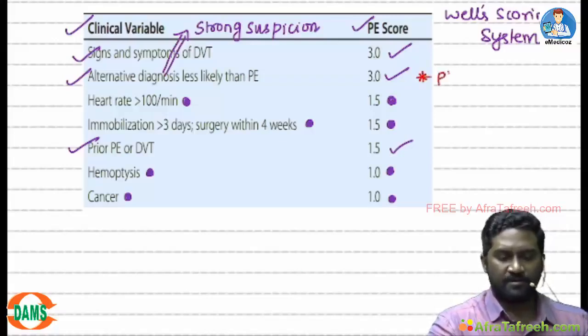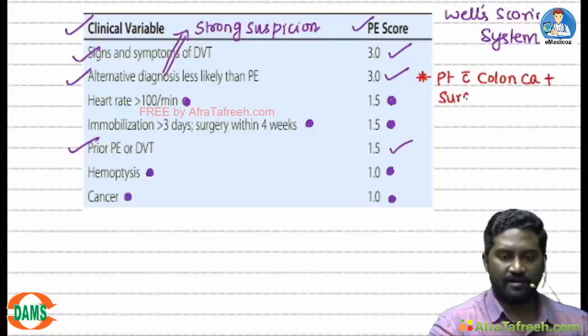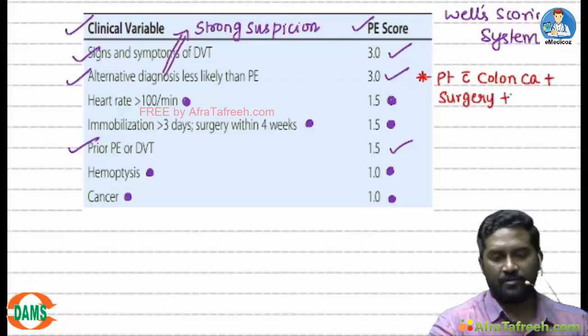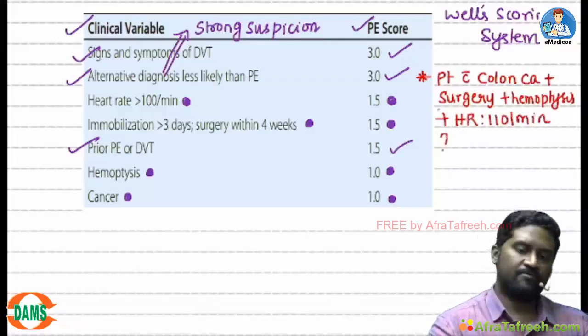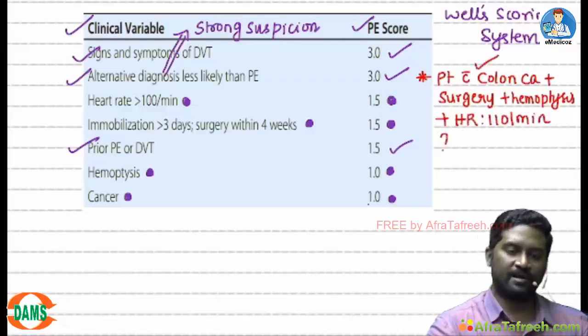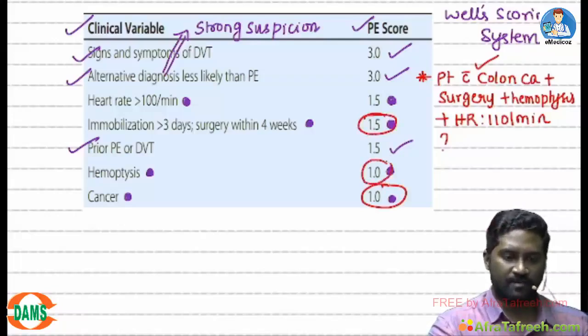There was a patient with colon cancer. He recently underwent surgery. Now he presented to me with hemoptysis and his heart rate was 110 per minute. Now what will be the score? Now if you notice, patient is having colon cancer, 1. He underwent surgery, 1.5. He is having hemoptysis, 1. And his heart rate is 1.5.